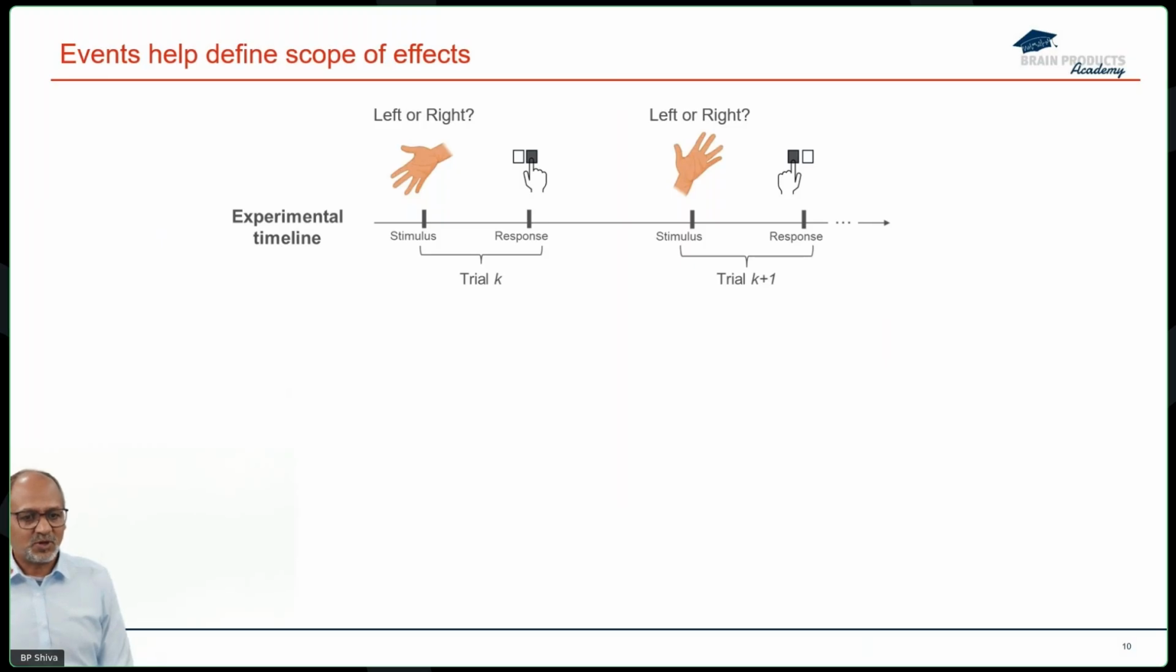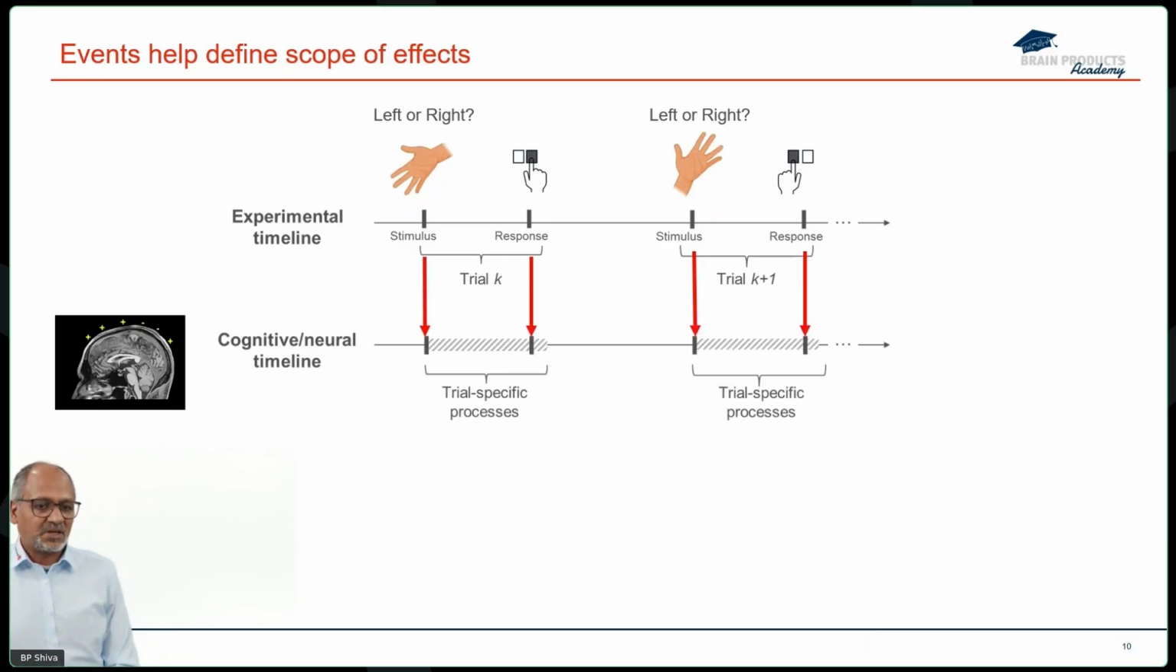So to give you an example here on this experimental timeline, there are two trials. Say in a laterality task, participants have to judge whether the displayed hand is a left or right and make a response.